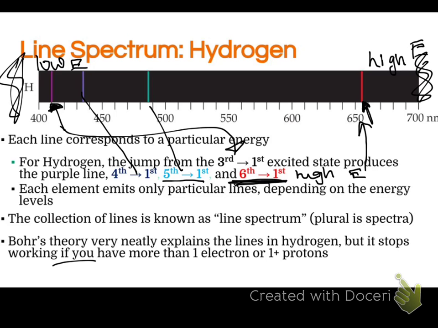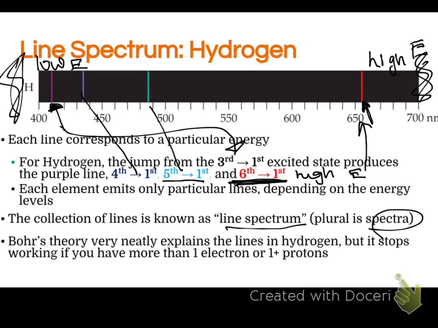So these are collectively called the line spectrum of an element. If I have 2 different line spectrum, I would call it line spectra. So it's a Latin word. We put an A on the end to make it plural. So Bohr's theory completely correctly calculates these exact wavelengths.